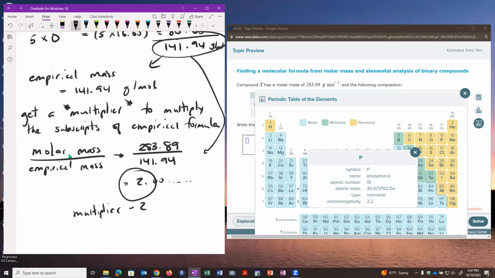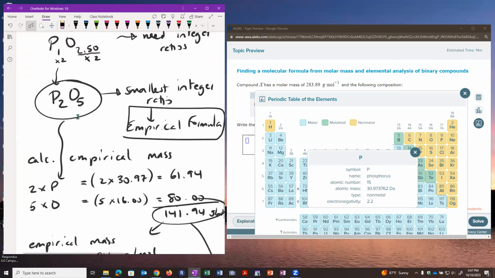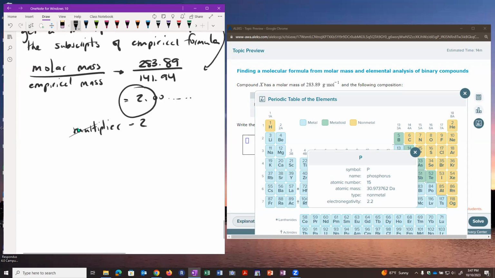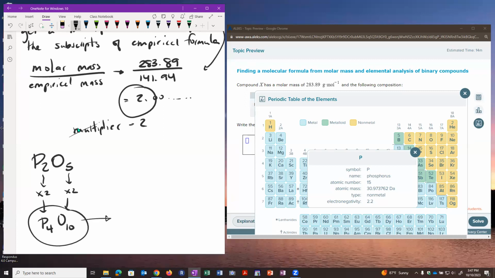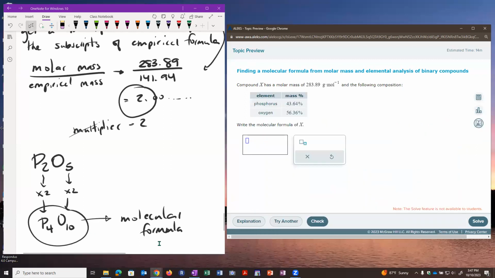So I'm going to take my empirical formula that I calculated before, P2O5. And what I'm going to do is multiply each of these subscripts by that multiplier, which is 2. So now I end up with 2 times 2 is 4, and 5 times 2 gives me 10. So P4O10 would be the molecular formula for this compound X, whatever X is. In this case, we just found it. P4O10, tetraphosphorus decoxide, if you had to name it.